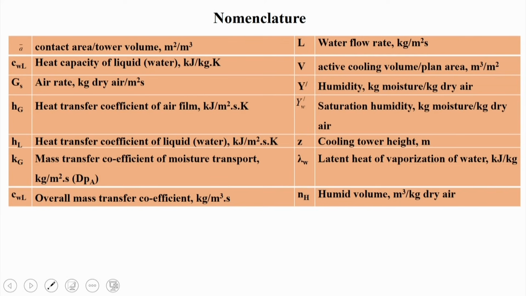Capital L is equal to the water flow rate, in kg per meter square second, and the active cooling volume per plane area, in meter cube per meter square, is the capital V. Y prime is the humidity, in kg moisture per kg dry air, and Yw prime is the saturated humidity, in kg moisture per kg dry air. Z is the cooling tower height, in meter, and lambda W is equal to the latent heat of evaporation of the water, in kilojoule per kg, and nu H is equal to the humid volume, in meter cube per kg dry air.